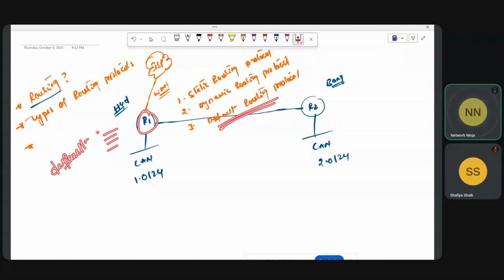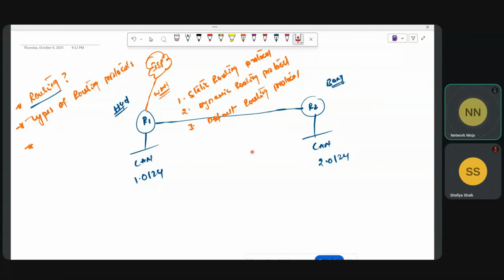Use the default route like 0.0.0.0/0.0.0.0, any IP address and any subnet mask. If there are no routes matching in your routing table, just route that packet towards the internet. Actually, the default routing is used to reach unknown destinations.